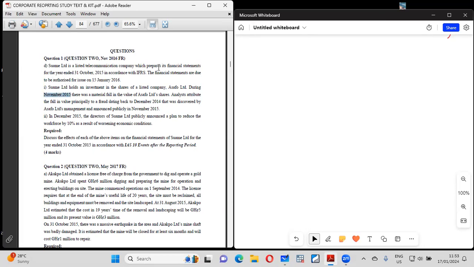So the question is, is the fall in share prices giving evidence of something that existed at the reporting date? That's the first question you need to ask yourself. If it is, then it's adjusting. If it's not, then it's not.